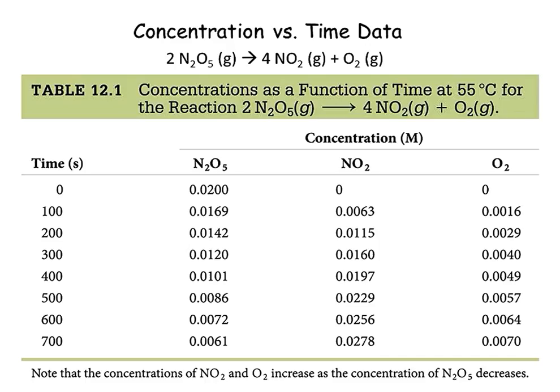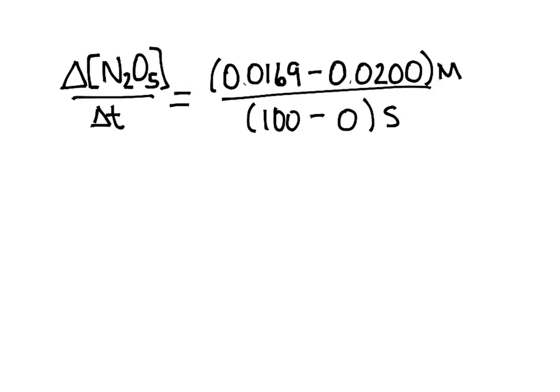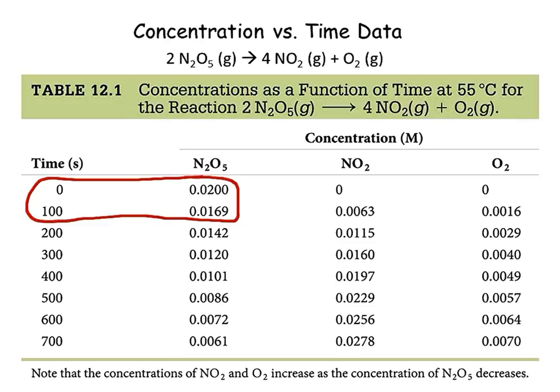Now, if we come back to our table, you might have data in tabular form. That would be more common. So let's say we want to calculate the rate of change of N2O5 for the 0 to 100 second time interval. Let's look at that change. We're going to plug those numbers in. If we go back, you can see that these numbers, 0.0169 and 0.020, come from the table. So 0.0169 comes from the table, 0.020 comes from the table.